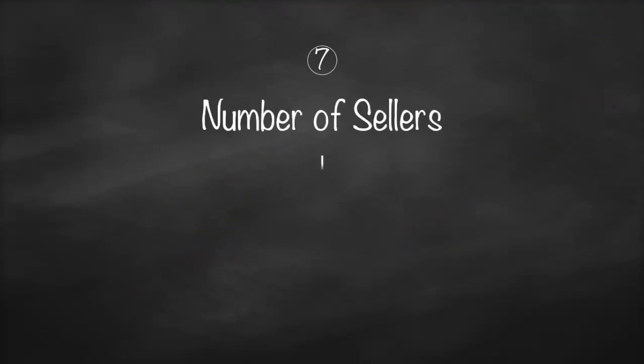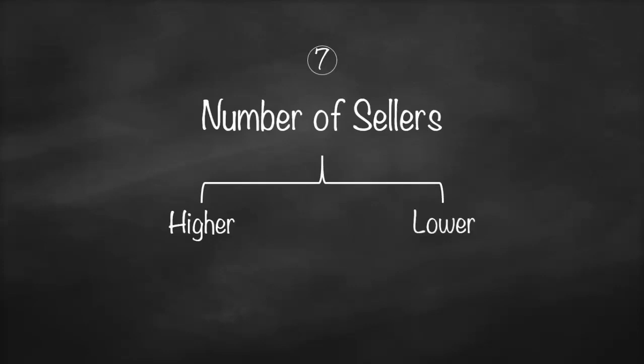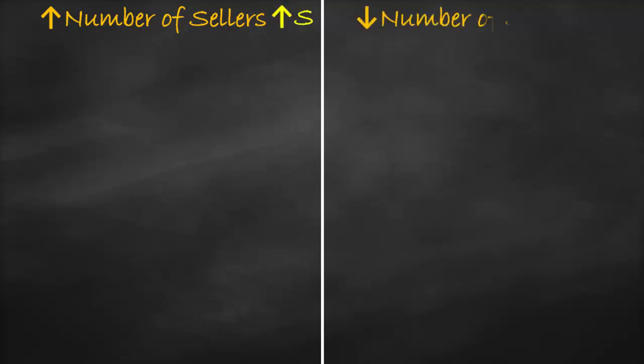Another example that will shift the supply curve is the number of sellers. Either we have higher or lower. If we have a higher number of sellers, it means that supply will increase. If we have a lower number of sellers, it means supply will be lower. So a higher number of sellers means higher supply. A lower number of sellers means lower supply.